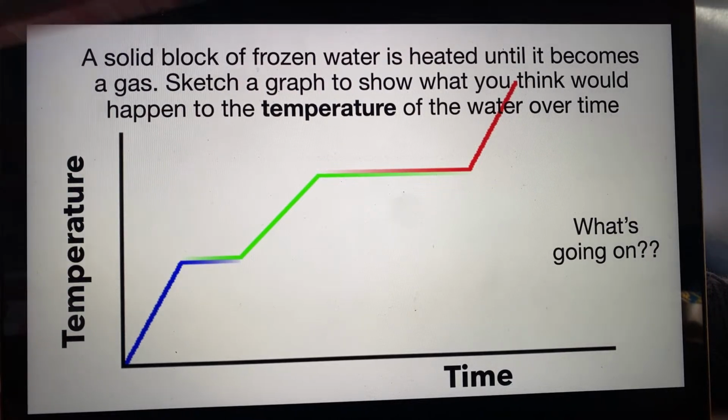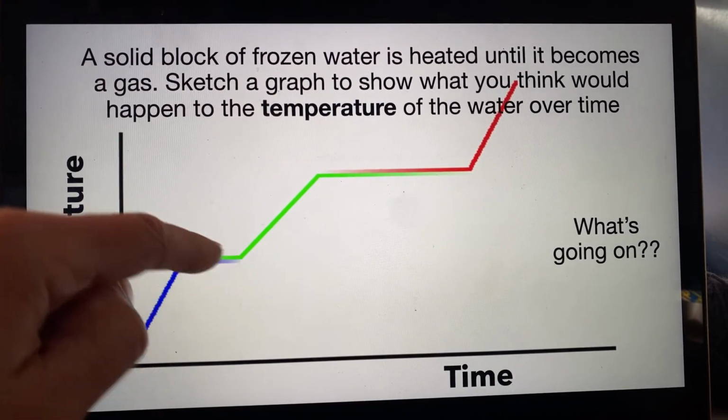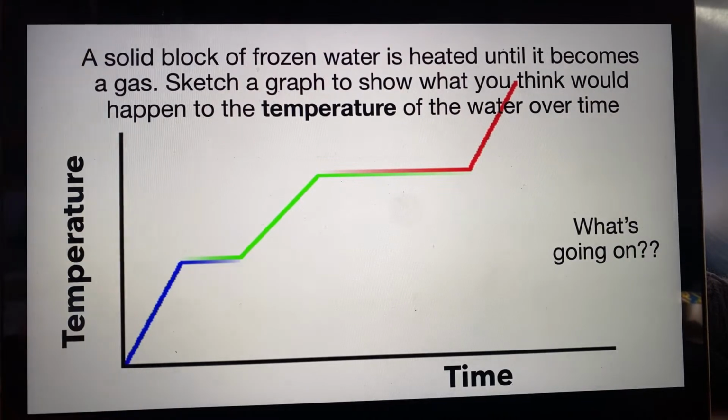What are these flat lines about? There are periods of time that go by, and that thermometer temperature stays the same. So where is the energy going? Where is the energy going if it's not going into heating up the water? It's not going into making the particles actually move around more. Where is it going? I need to draw more diagrams on the board.